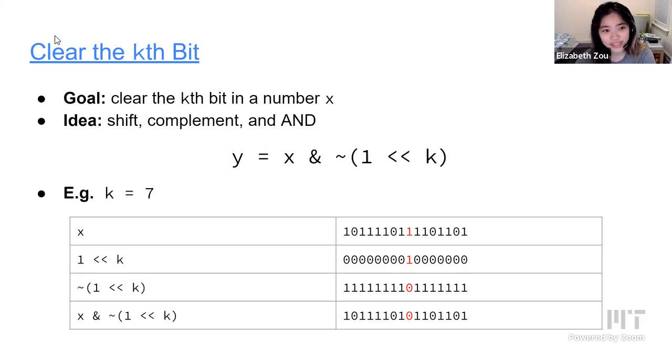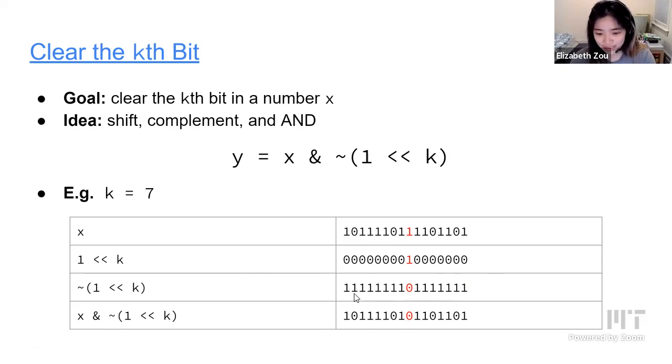Next, if you want to clear the kth bit, it's similar, slightly more complicated. An idea is you can shift something over, take the complement, and then do the AND. You have an x, you shift over 1 by k bits, so you shift it over 7. So now you have the same mask that we had last time. You take the complement, so you flip all of this, and everything that was 0 becomes 1s, and everything that was 1 becomes a 0. So this is now your new mask, and then you take the AND of this with x.